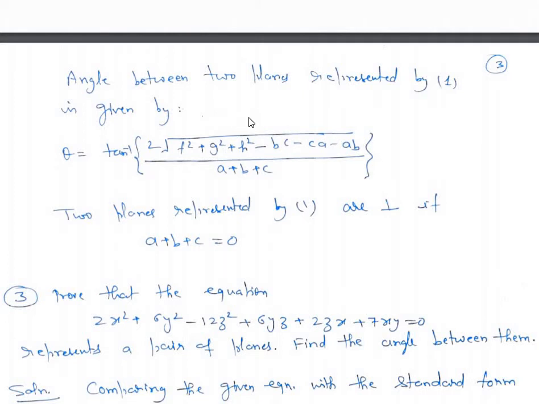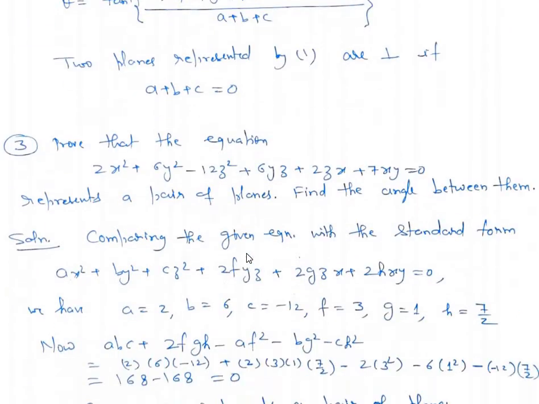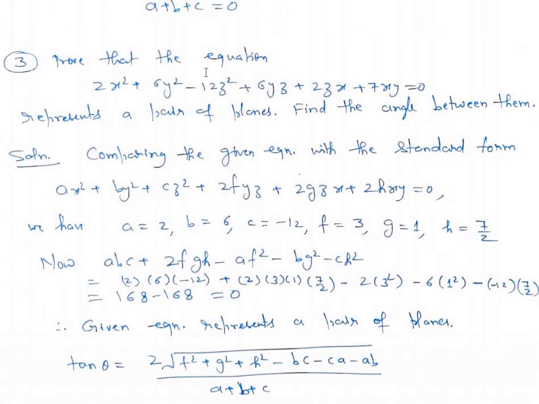And these two planes are perpendicular if theta is 90 degrees, and you know that tan 90 is infinity. That means the denominator should be 0 in that case. So the condition for two planes to be perpendicular is a + b + c = 0. Okay, let's take an example based on these formulae.